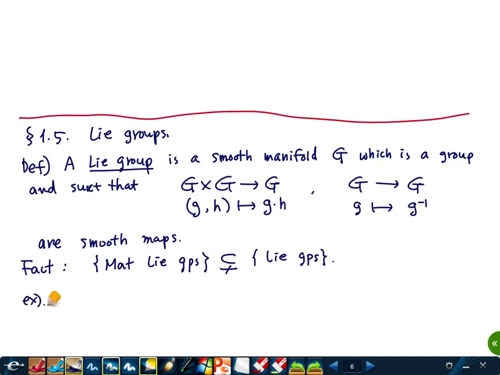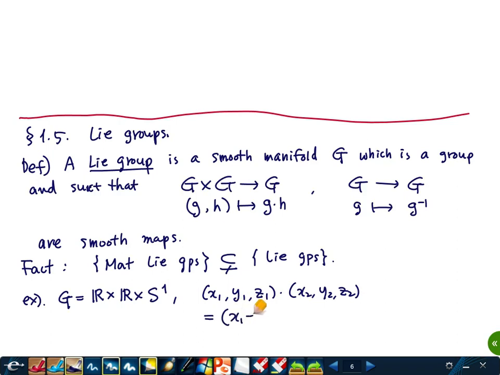So, for example, take R cross S1, where S1 is the circle. And we define the multiplication in this way: (X1, Y1, Z1) times (X2, Y2, Z2) is defined to be (X1 plus X2, Y1 plus Y2, and e to the i X1 Y2 Z1 Z2), something like that. Then you can show that this is indeed a group.